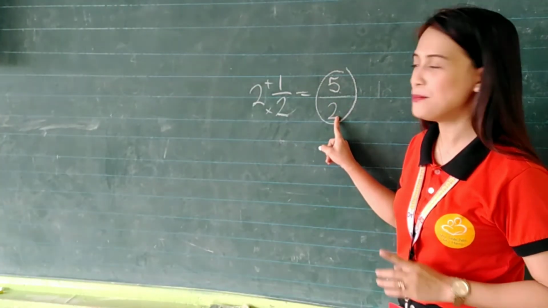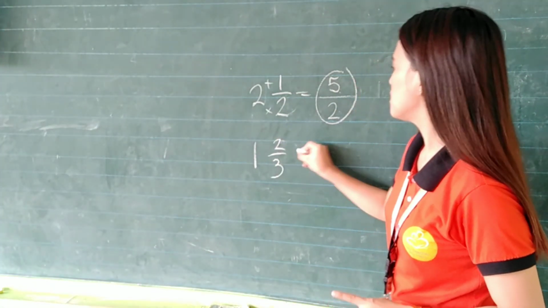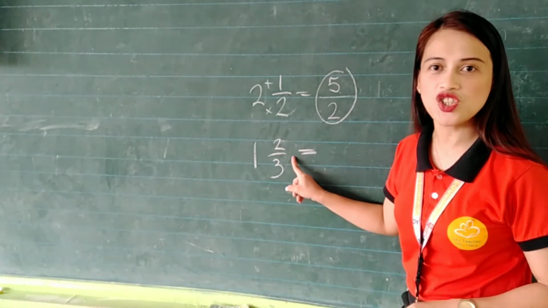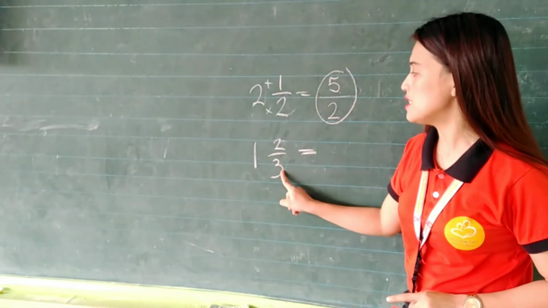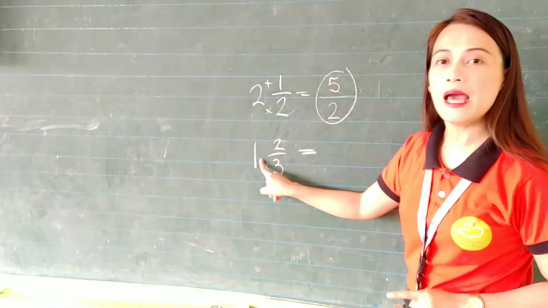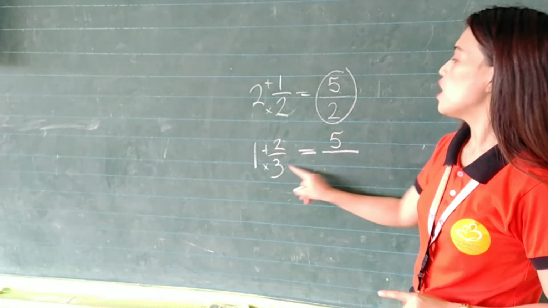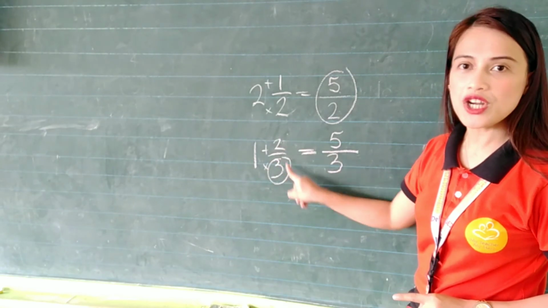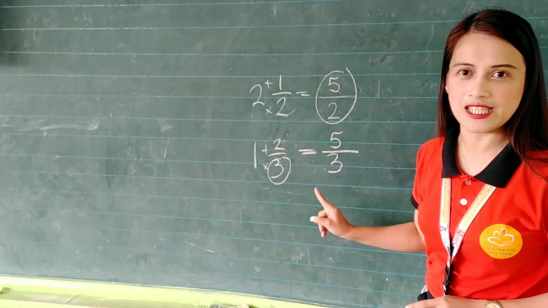Let's have another example. 1 2/3. Mixed number, i-change natin sa improper fraction. Times, then plus. So 3 times 1, 3 plus 2 equals 5. Copy 3. So 1 2/3 becomes 5/3.